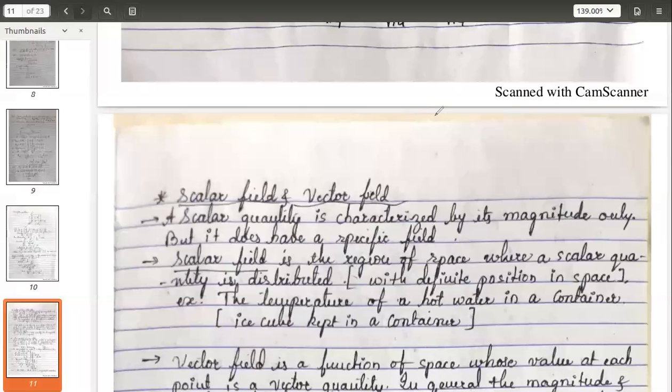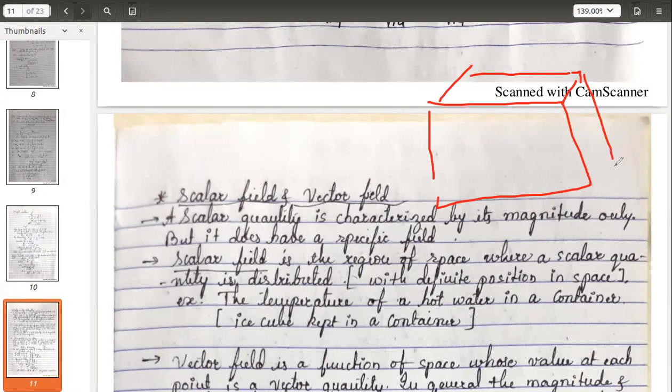If you associate the word scalar with the field, a scalar field, how will you define it? Field is nothing but the space, and a scalar is a magnitude. So conjoining both, we can define a scalar field as the region or space where a scalar quantity is distributed. Let me take a specific example. Take any utensil from the kitchen and keep an ice cube inside it.